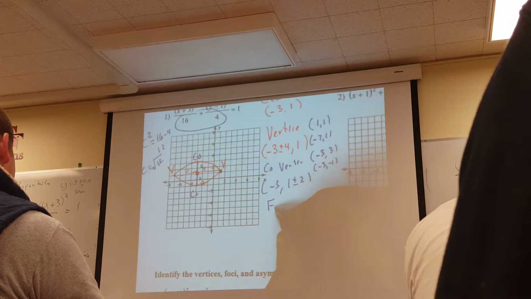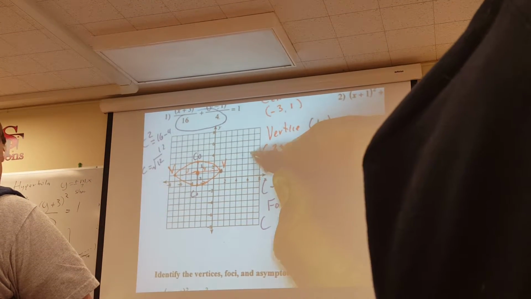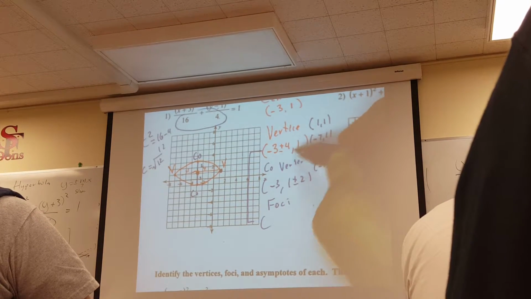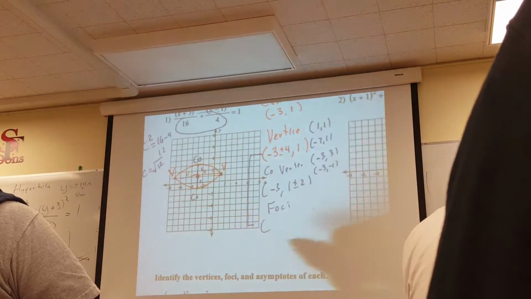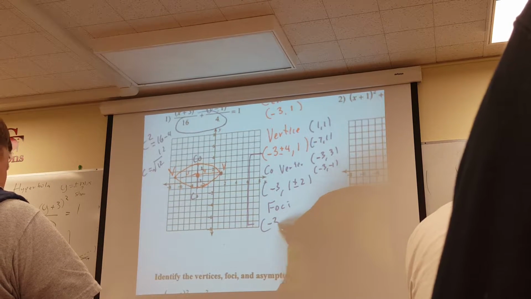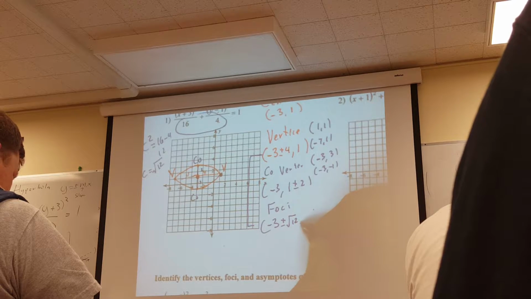So your foci are always going to look like the vertices. It's going to be this same thing, only you replace the 4 with that square root of 12. So it's negative 3 plus or minus the square root of 12, comma 1.